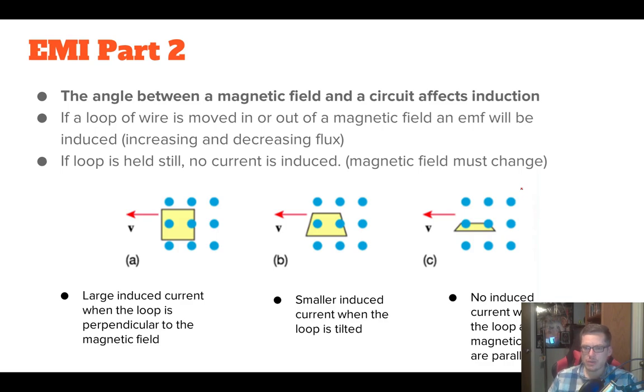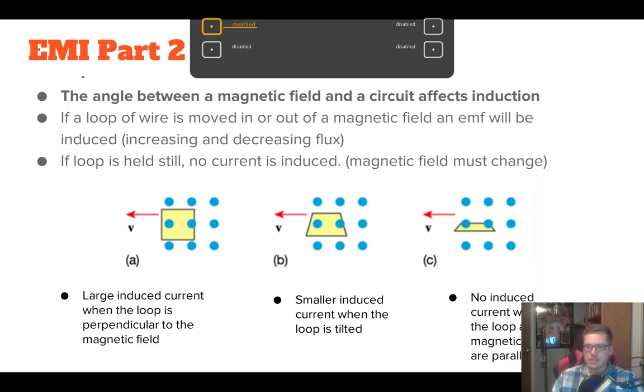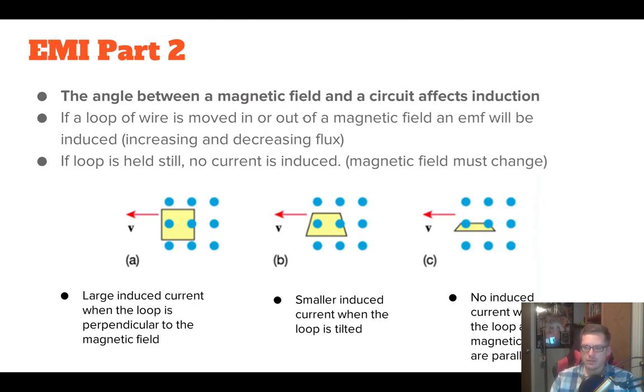The second way we can change our electromagnetic induction, or change our flux, is by changing the angle between the magnetic field and the circuit. So if we take this loop here and we rotate it, this velocity is showing us that we're rotating this loop this way. Notice how from A to B to C we get a rotation. It's almost as if the wire box was like this, and it starts to rotate this way.